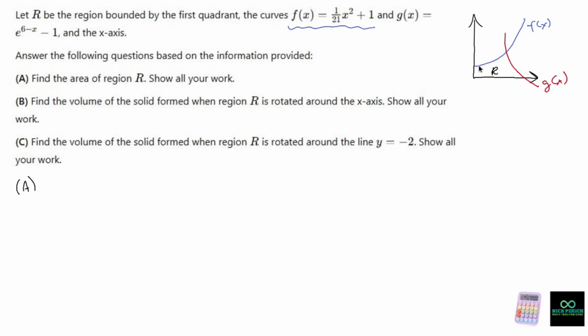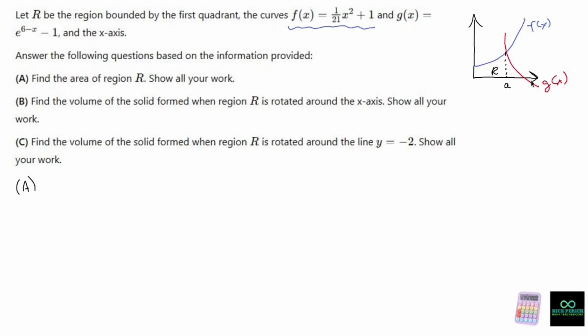Okay, so issue number 1 is if I wanted to find this area, I'm splitting this into two parts. And this is how I'm going to handle all three of these problems. The intersection of the blue and the red here, I'm going to call A for now. Okay, for now.